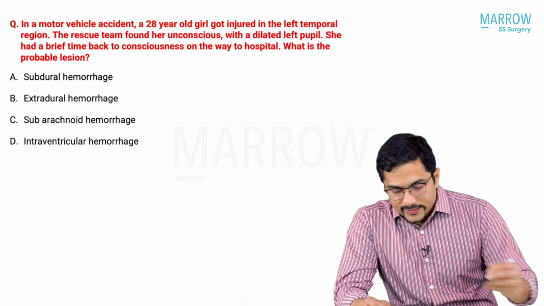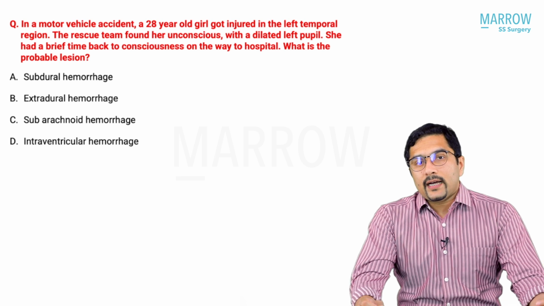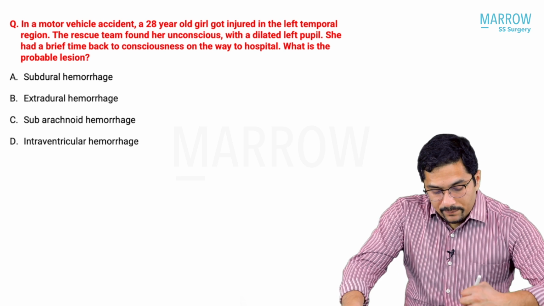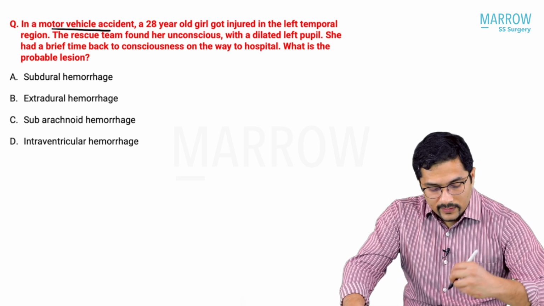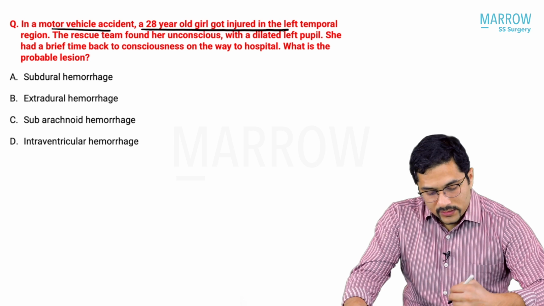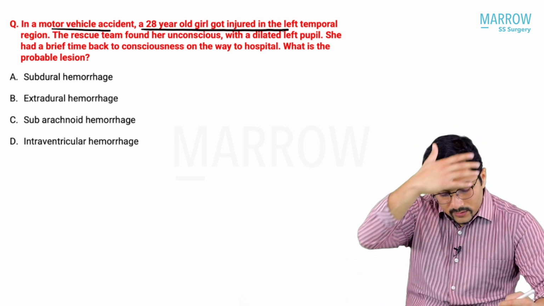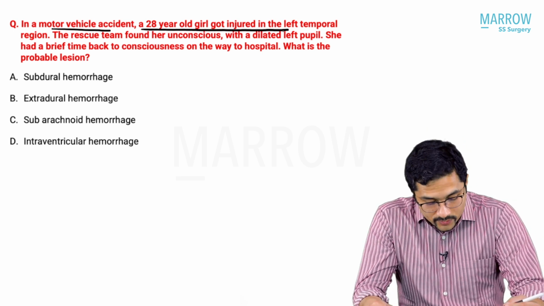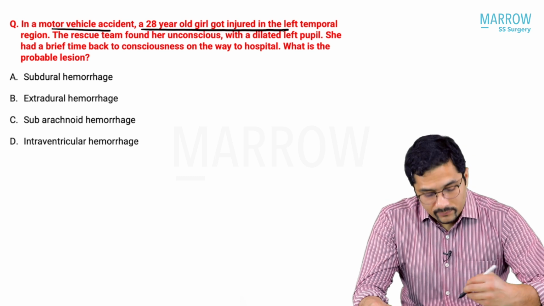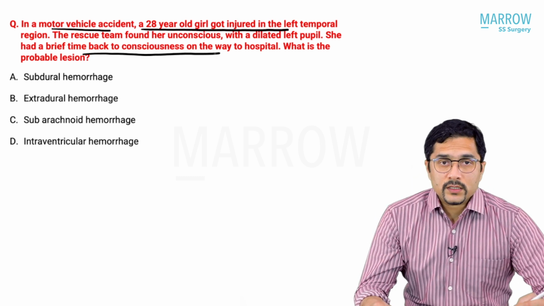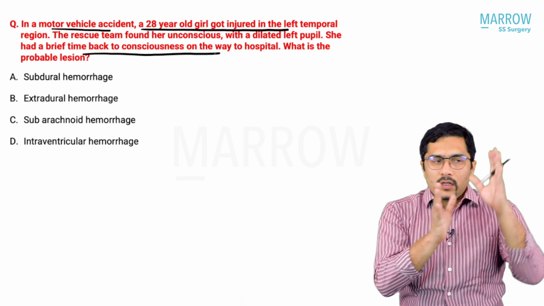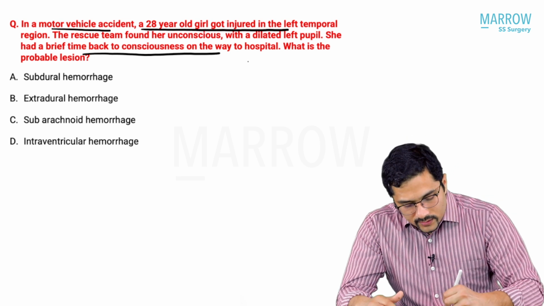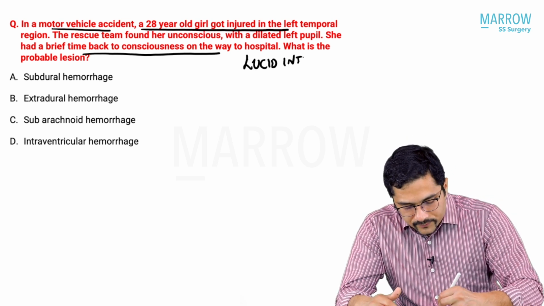So, head injury scenarios are also frequently asked in the exam. This was a relatively straightforward question. In a patient with a motor vehicle accident, a 28-year-old girl got injured in the left temporal region. The rescue team found her unconscious with a dilated left pupil. She had a brief time back to consciousness on the way to the hospital, right? So, what is this period called? Consciousness, unconsciousness, again consciousness for a brief period. This is known as lucid interval.